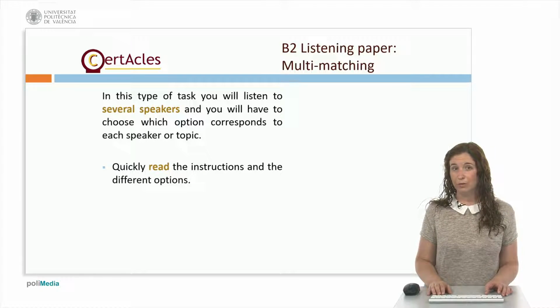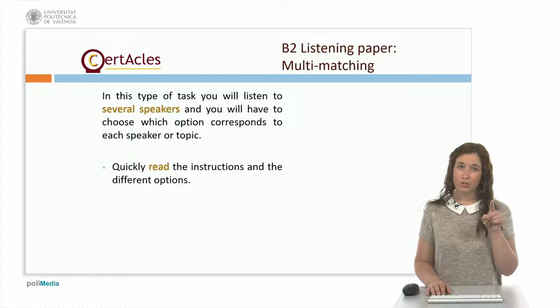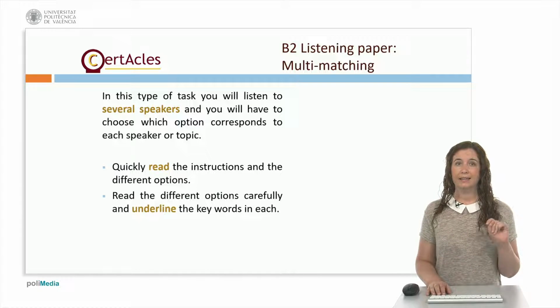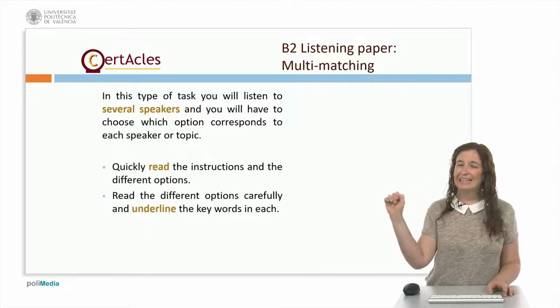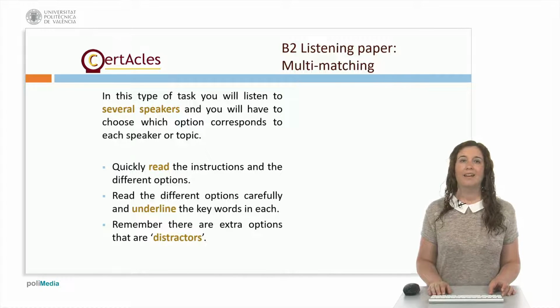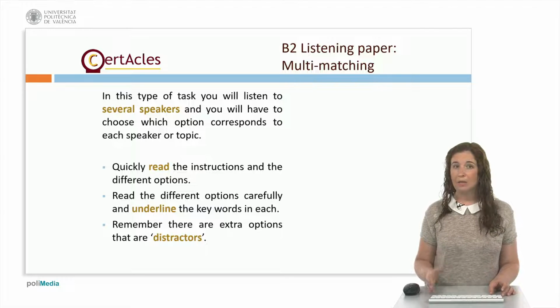Okay, so what's a good thing to do with this part? Try to read the instructions, okay, and the different options you have. And it's very important to read the options very carefully and underline the key words in each option. This is going to help you later on while you're listening. Remember, there are some extra options that we call distractors. There can be one or there can be two.